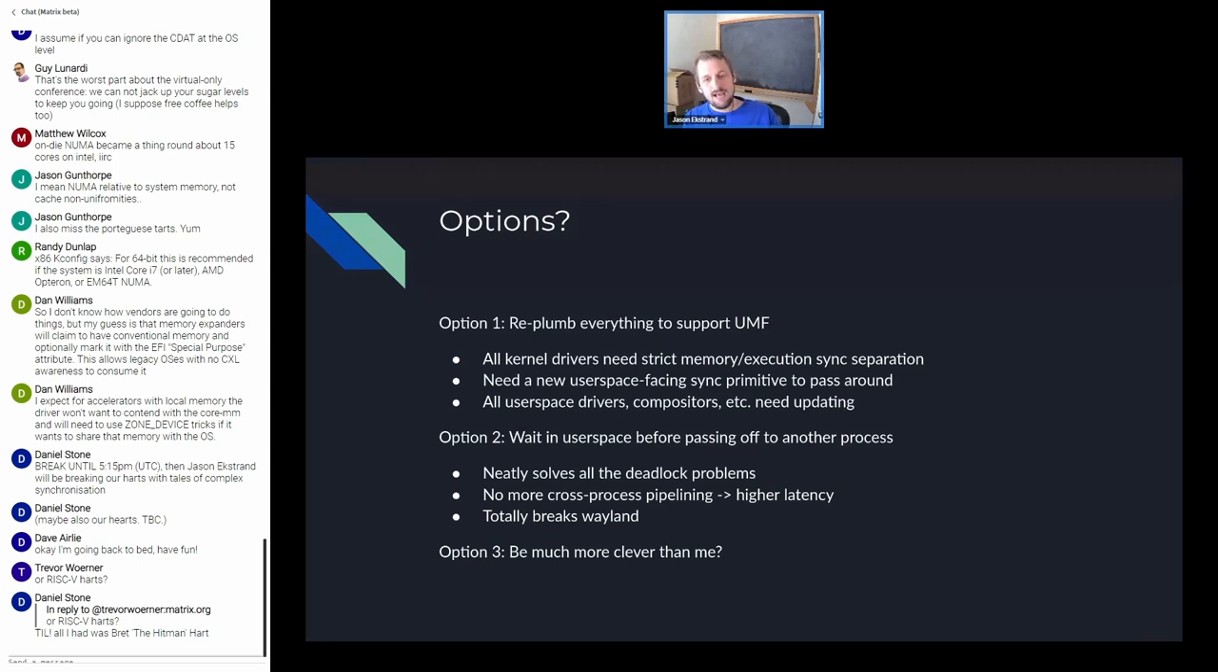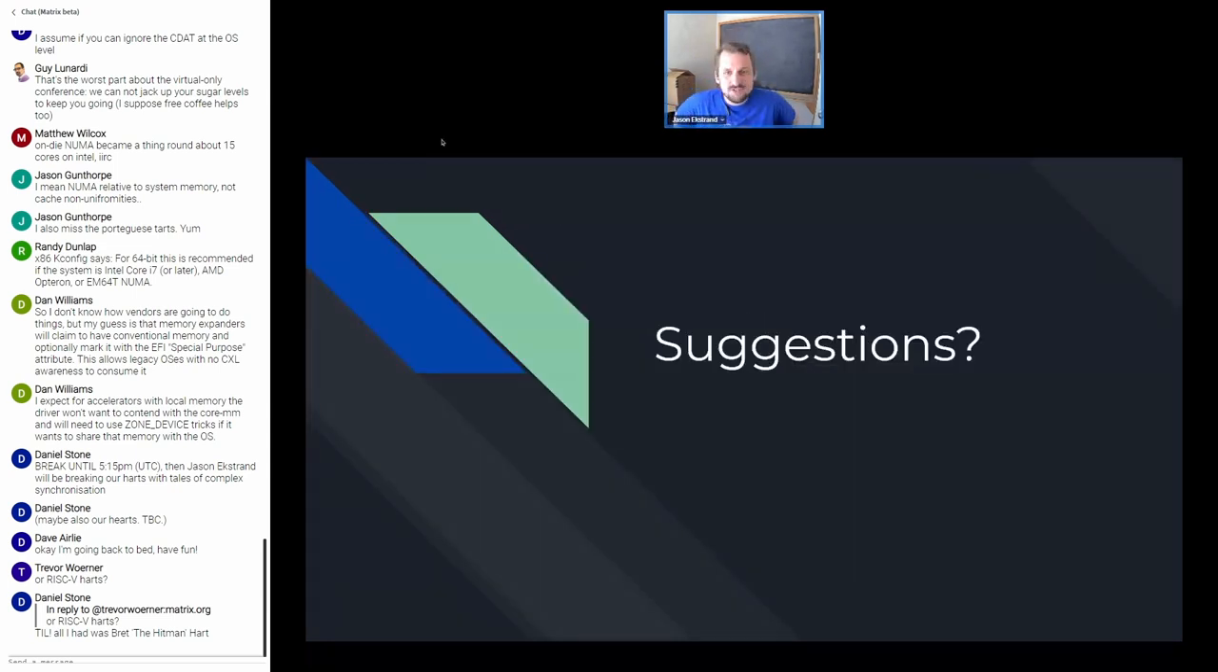Option two is that we just wait in user space before passing it off to another process. This solves all our deadlock problems. When somebody does vkQueuePresent to send it off to X11, we just sit there in a user space thread until the rendering is done, and then we hand it to X11. So it solves all the deadlock problems. We don't have any cross-process synchronization because we're just waiting in user space, but that also means that all the cross-process pipelining that we've spent so much effort to try and build is just gone. And it also totally breaks Wayland in a couple of corner cases. Option three is find somebody more clever than me who can come up with a better option. So that's the end of my very quick bullet train rundown, and I will open the floor to suggestions or objections or other comments.